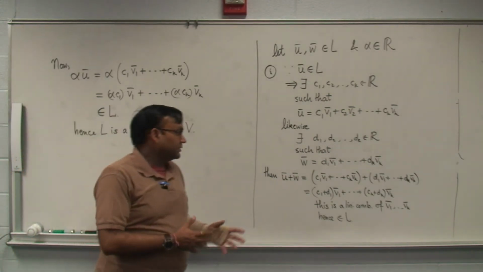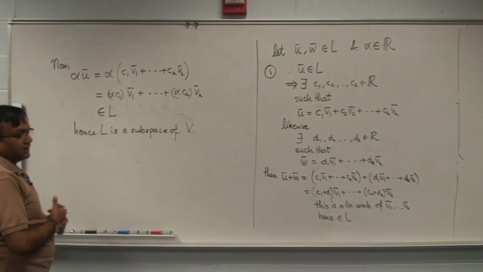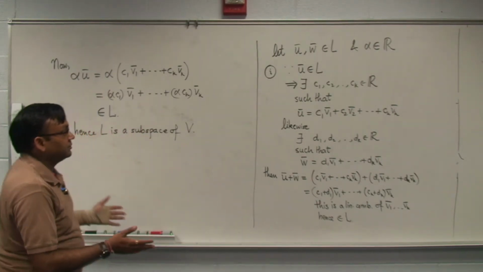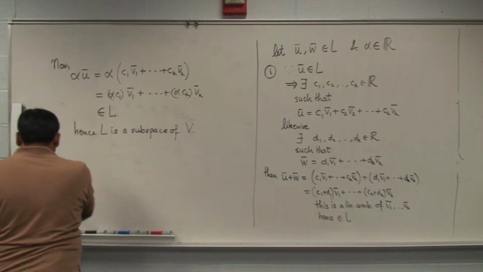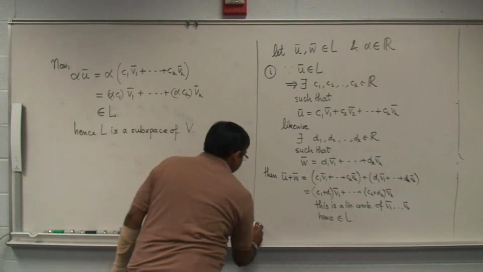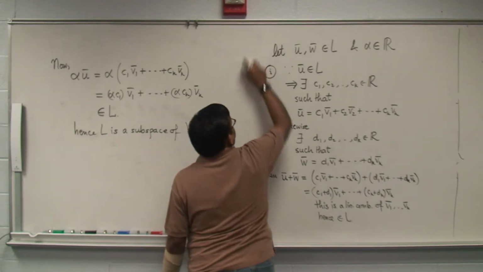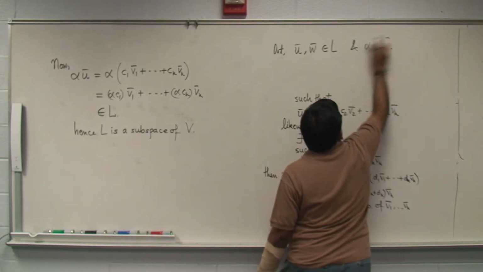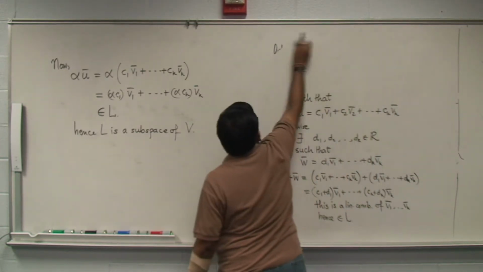Nowhere have I said that this proof will work only in finite dimensional vector spaces. That means this proof can work in infinite dimensional vector spaces as well. So whenever you do a proof, try to see what is the scope or the extent to which it can be used. And that tells you the strength of the theorem that you are dealing with.